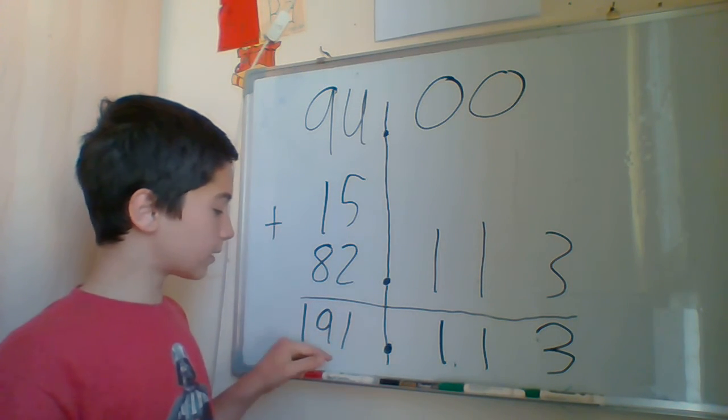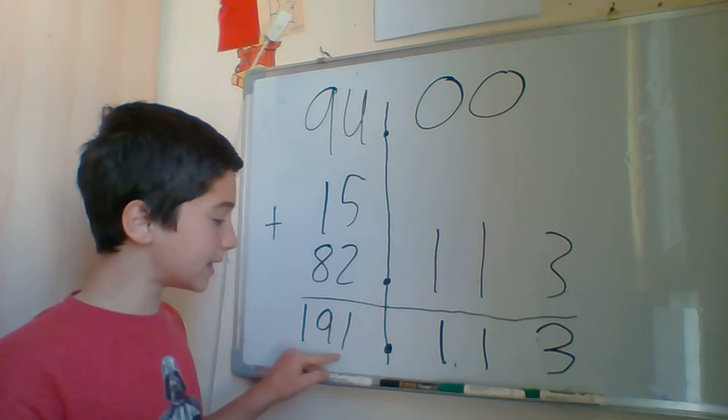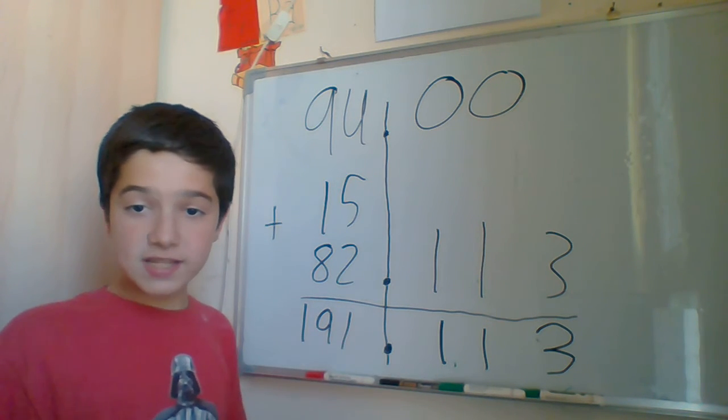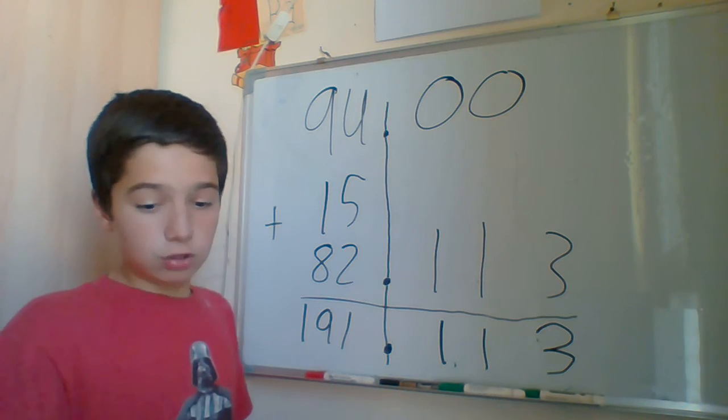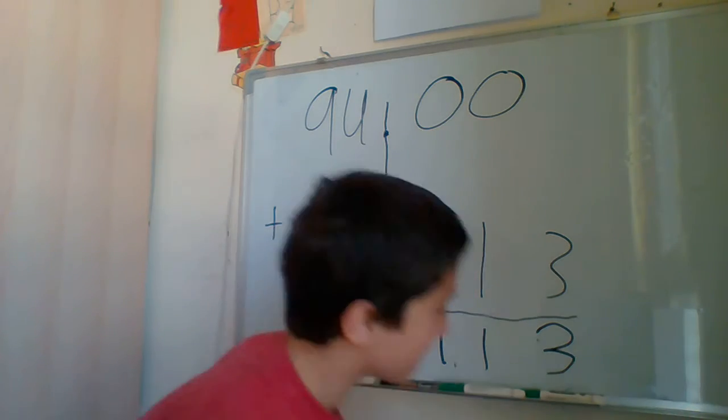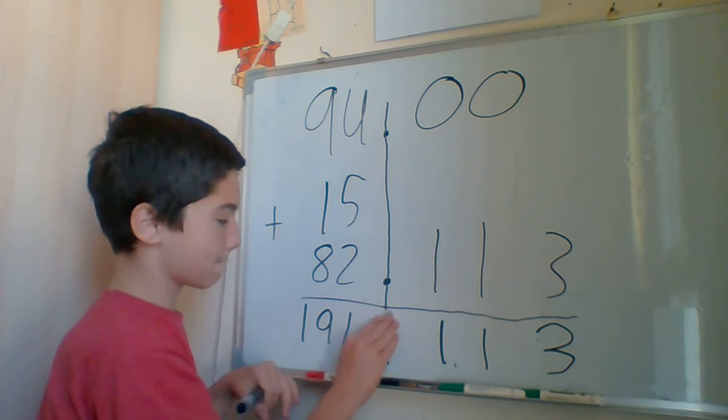Okay, here we have the number 1. We look at the number next to 1, it's 1. Is it more than 5? No, so we don't round up. So we're going to get the answer of 191.